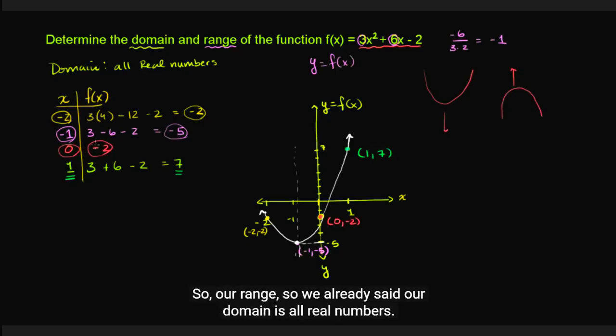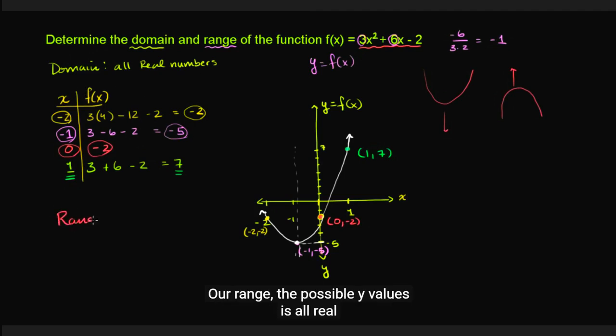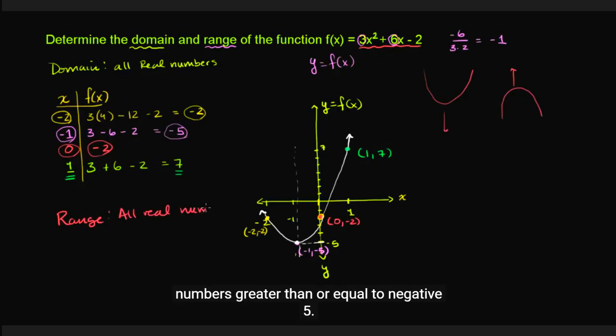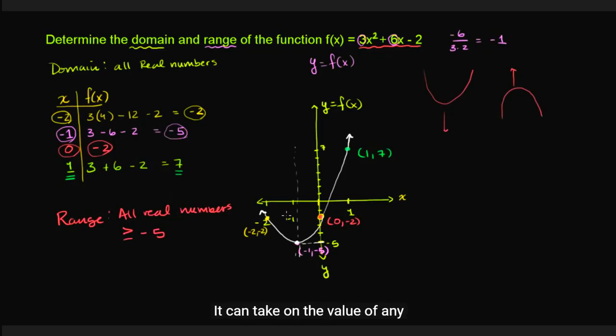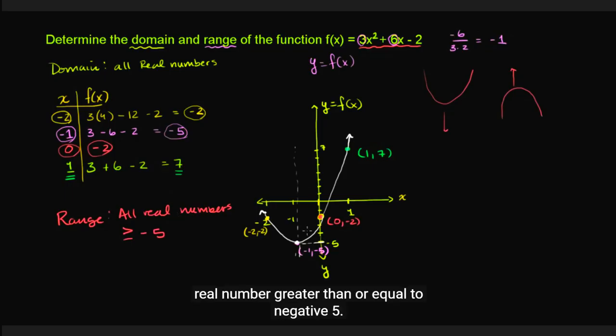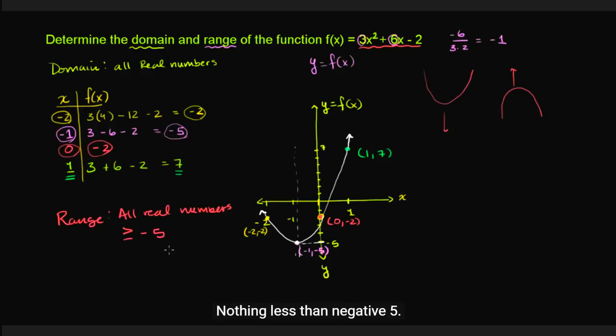So we already said the domain is all real numbers. Our range, the possible y values, is all real numbers greater than or equal to -5. It can take on the value of any real number greater than or equal to -5, nothing less than -5.